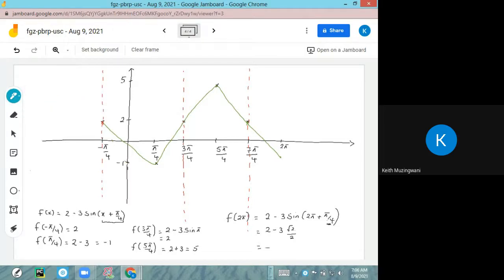So the one that is going up, you pull it down. And that is going up, you pull it down. And that is going down, you pull it up. It never touches the red lines. So this is our sketch now. F of x is equal to 2 minus 3 cosec x plus pi over 4.